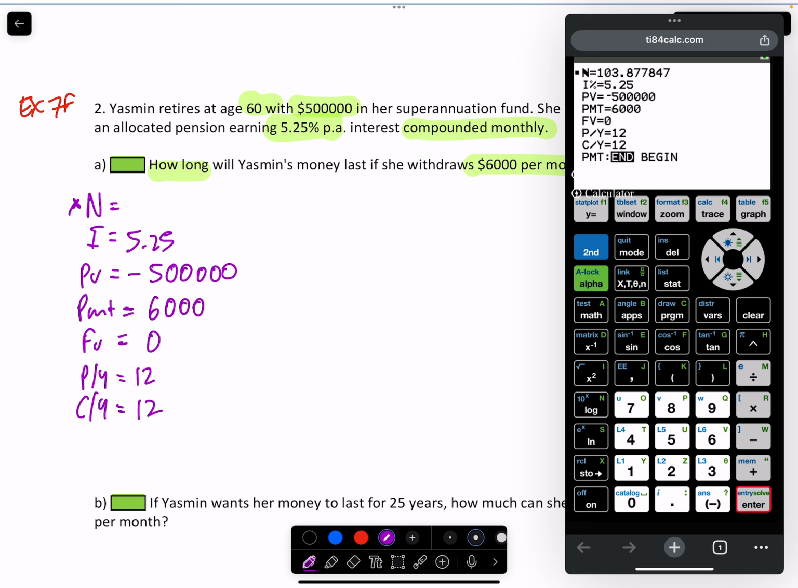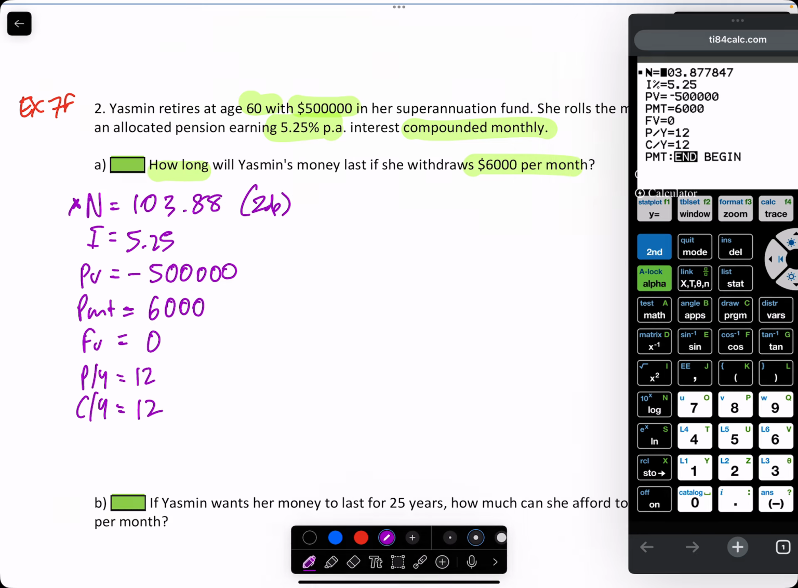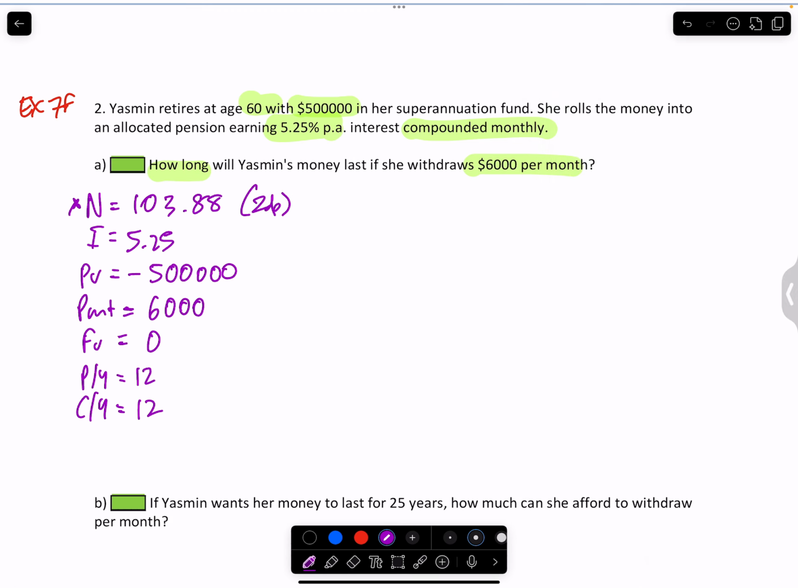Alpha, enter. That tells me 103.88 to 2 decimal points. Therefore, it will last 103.88 months.